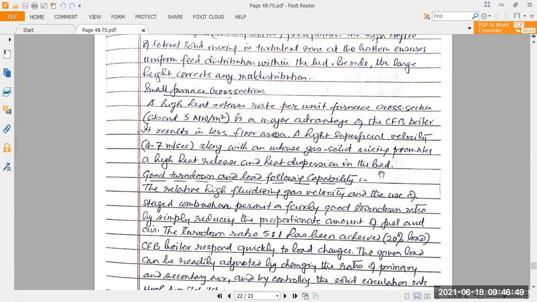In a way, another advantage of CFB boilers is that it requires less flow area, so the boiler size is not very big, and the high superficial velocity, along with the air and gas proportion properly mixed, gives heat release that is then dissipated in the fluidized bed itself.